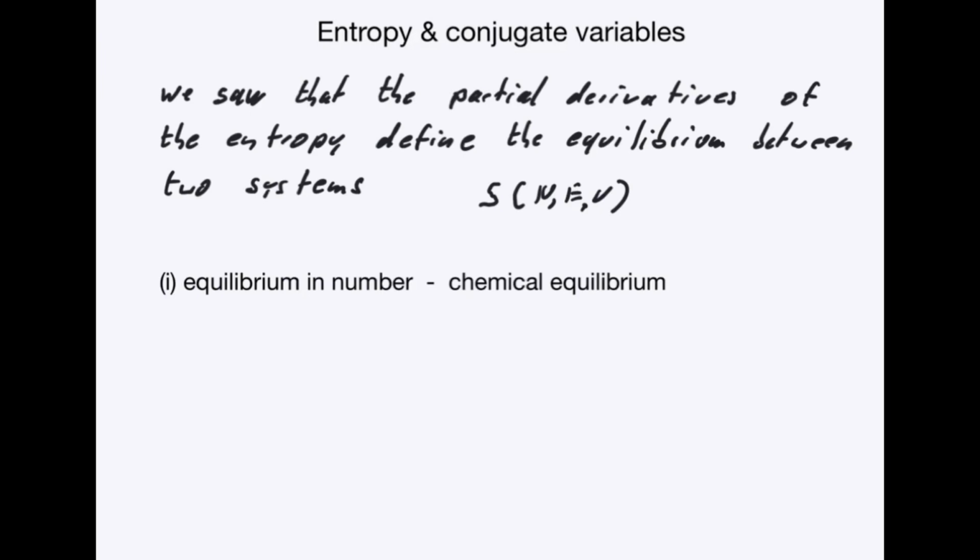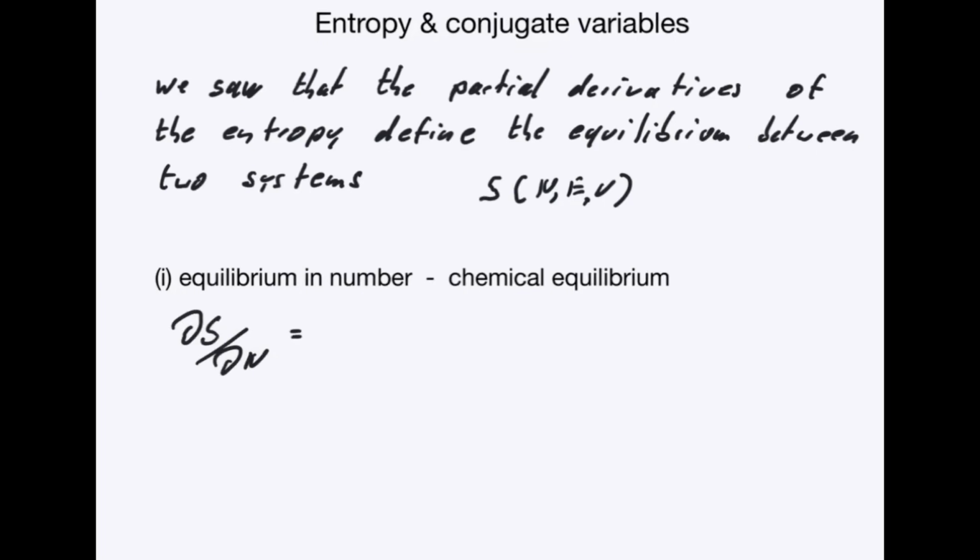So let's get back to what we saw in the last clip: the partial derivatives of the entropy define the equilibrium of two systems. The entropy was therefore defined as a function of N, E, and V. Now let's have a look at these partial derivatives. The first partial derivative, with respect to the number of particles, describes the equilibrium in the number that we defined as the chemical equilibrium.